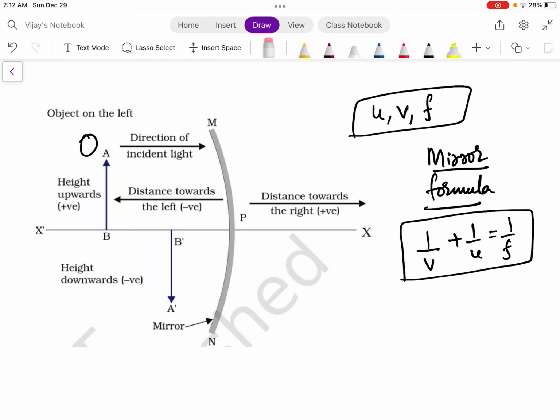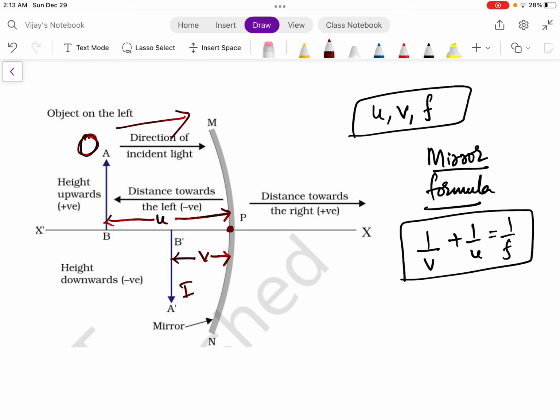You can see here, this is the object and this is the image. From the object, light will go like this. Whenever you are measuring anything, what is object distance? From pole to object, this distance is called object distance. And from pole to image, this distance is called image distance. Whenever you are measuring any distance, remember, distances are always measured from the pole. So from the pole, you have to go to the object.